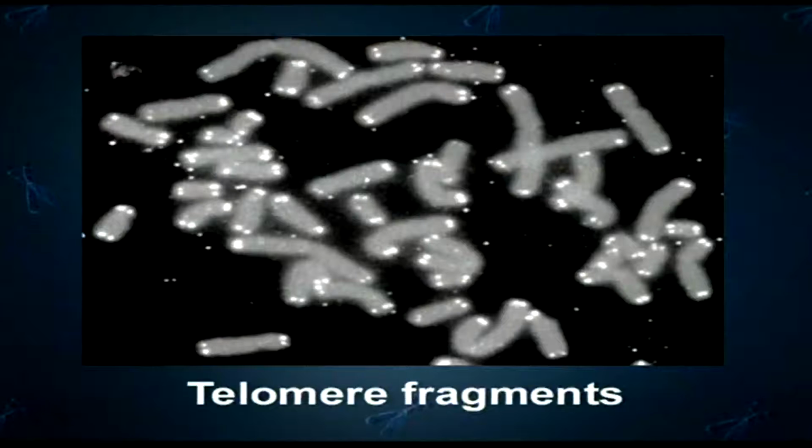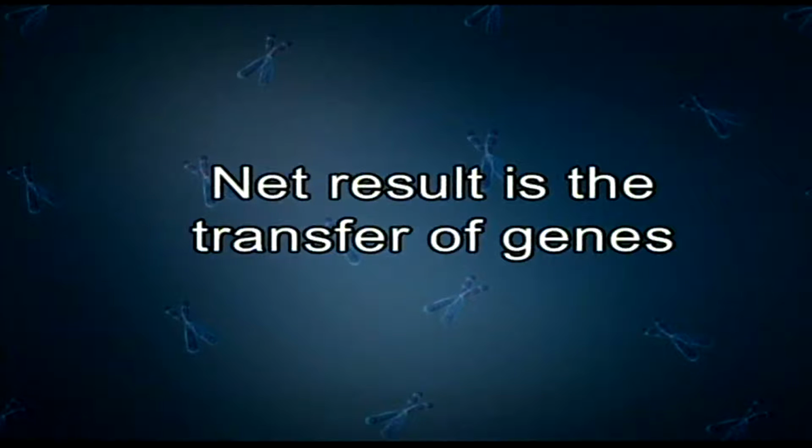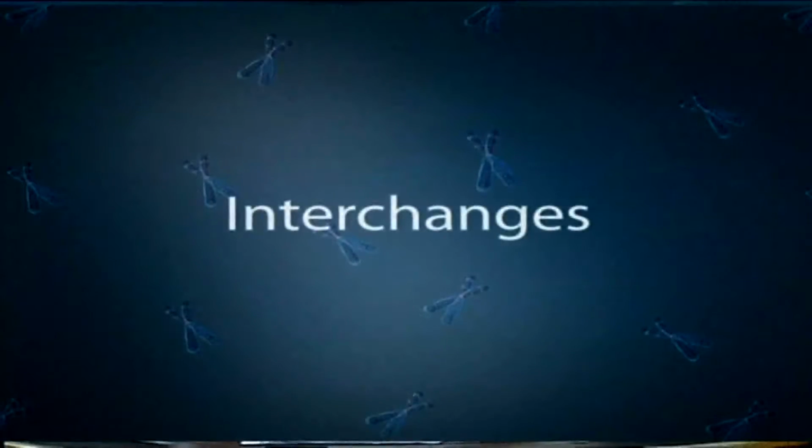This is then followed by mutual exchange of these chromosomal fragments between the non-homologous chromosomes. So the net result is that genes from one chromosome are transferred to another non-homologous chromosome and from another chromosome to this chromosome. Such translocations are therefore also known as interchanges.